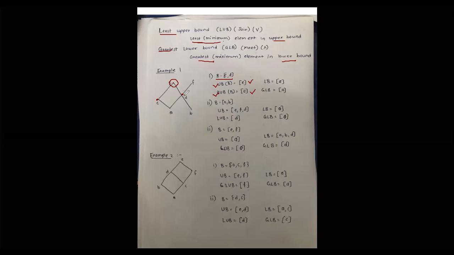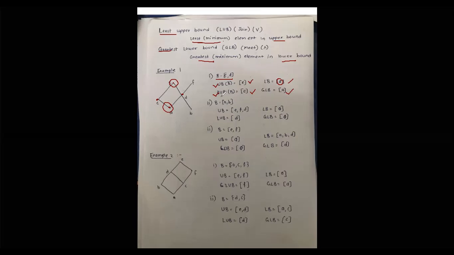What is the lower bound for this C and D? For the lower bound, we can see that only A is a lower bound. Why not B in the lower bound? Because C is not related to B, and that's why A is the only element in the lower bound. What is the greatest lower bound? We need to find out the maximum element from the lower bound. Only a single element is there in the lower bound. Check whether it is a maximum element or not. Only a single element is there, and that's why we can say that this is the greatest lower bound, and this is the set.